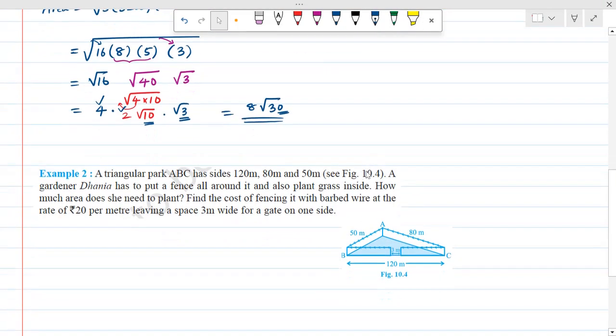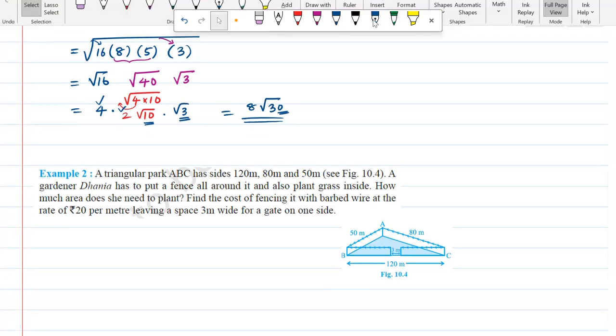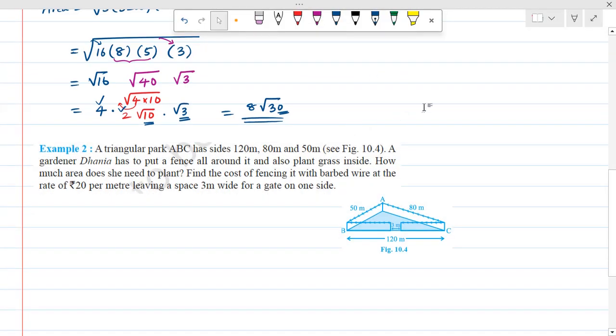The next example we will have here. The triangular park ABC has sides, and the three sides are given in the question. It is direct. So this is A, and this is B, and this is C, which is shown in the figure. And it has a fencing. So how much area does the sheep need to plant? So this area it is asking. This is actually the area.